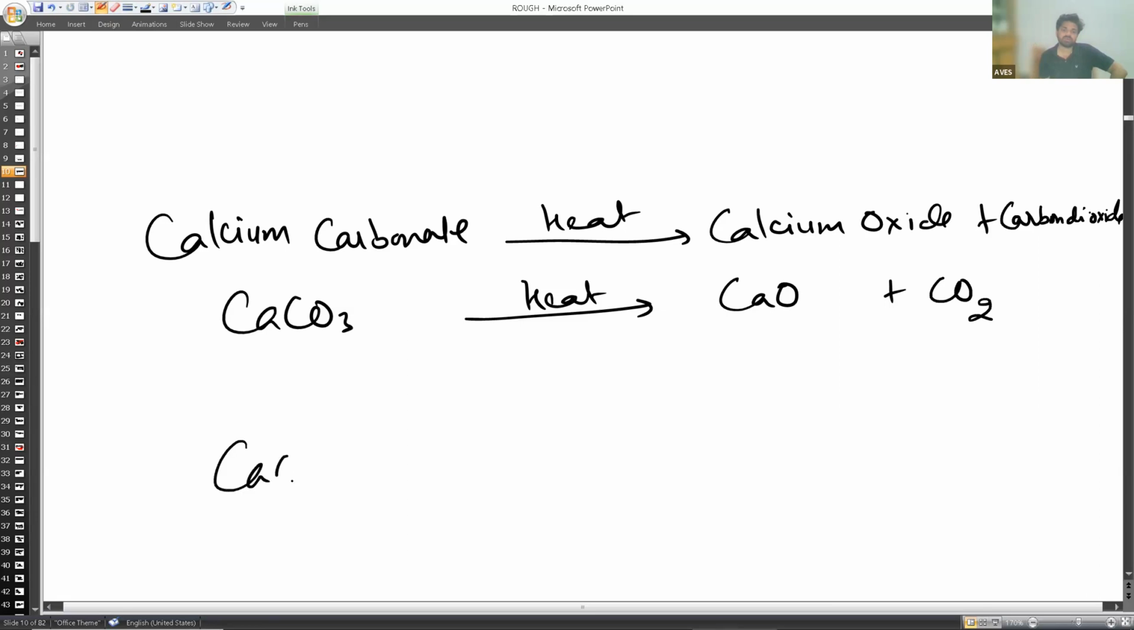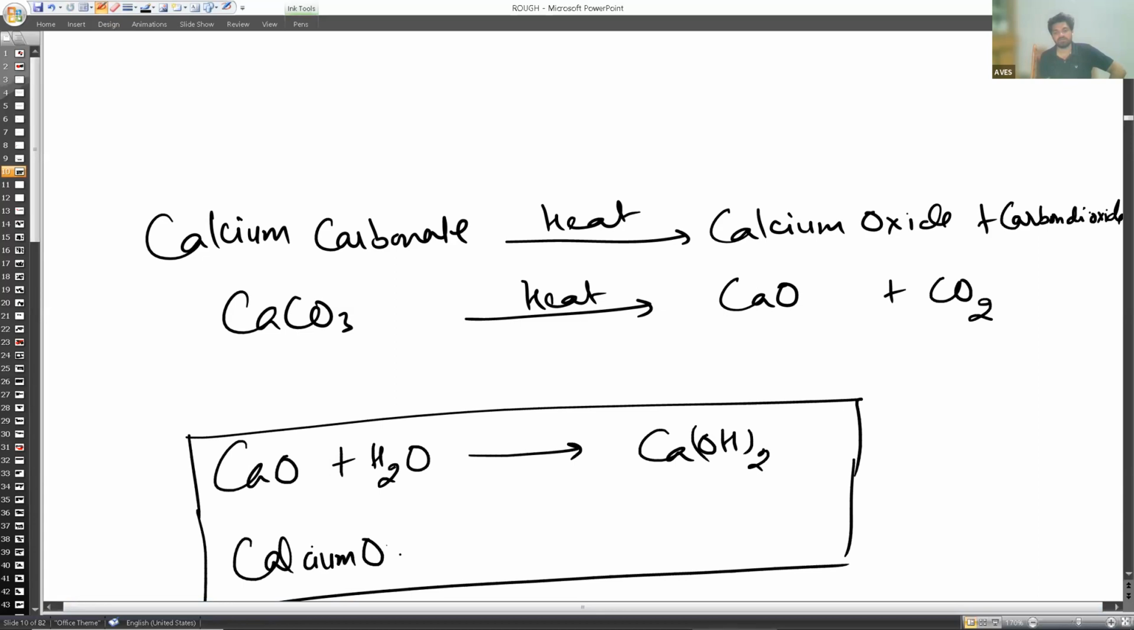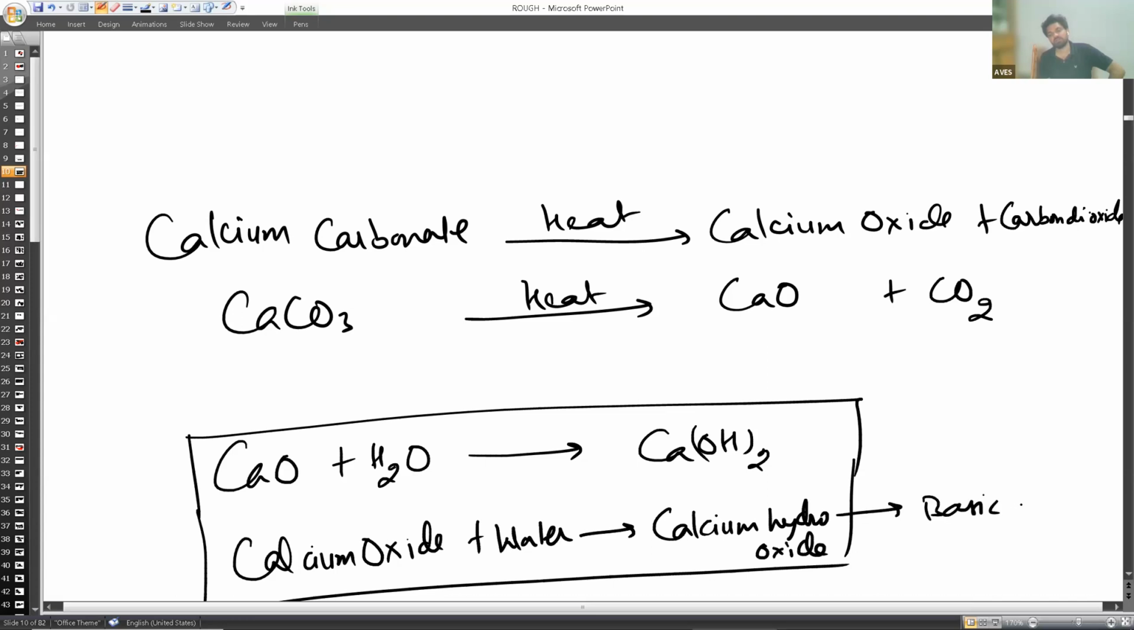So when calcium oxide is treated with water, it gives you calcium hydroxide. Means when calcium oxide reacts with water, it will give you calcium hydroxide, which is basic in nature. And if you mix carbon dioxide with water, it is acidic in nature.